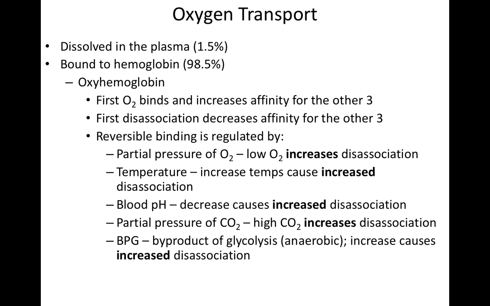If temperature increases, it's going to cause an increase in dissociation, usually because as temperature goes up, it means the tissue is being more active, it means it needs more oxygen. As blood pH decreases, which remember means we're gaining hydrogen, it's going to cause an increase in dissociation. That usually goes hand in hand with the next one, which is an increase in CO2. The more CO2 I have, the more oxygen I need to dissociate to get us back into balance between oxygen and carbon dioxide. And then finally is BPG, bisphosphoglycerate.